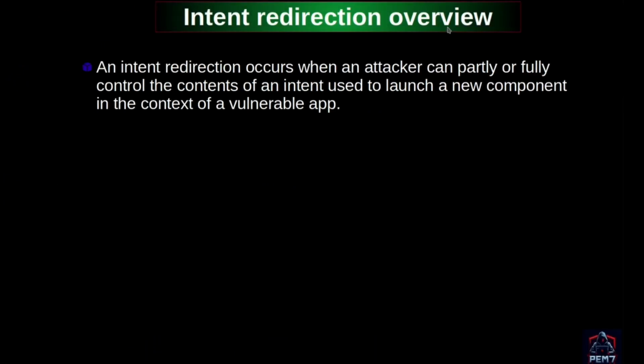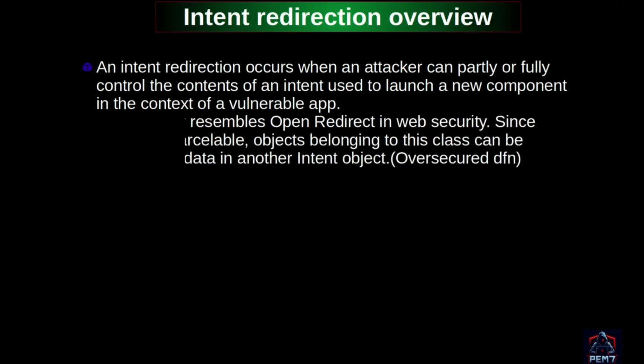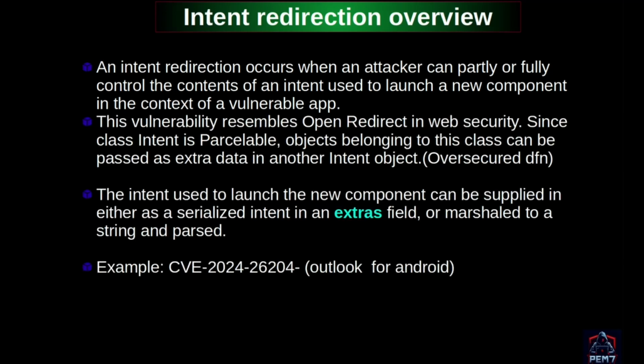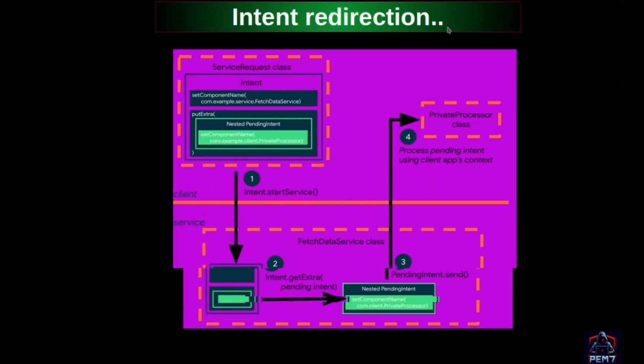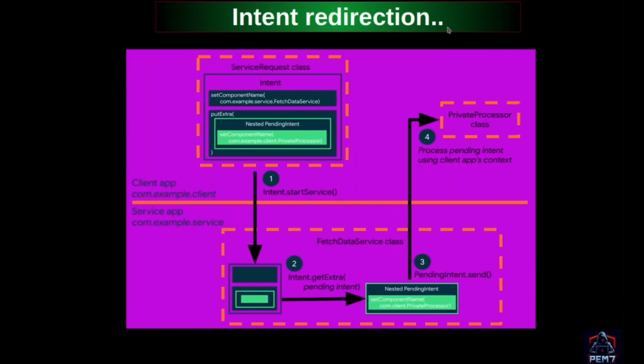Intent redirection, according to Android, occurs when an attacker partly or fully controls the contents of an intent used to launch a new component in the context of a vulnerable application. The most recent example is CVE-2024-26204, an Information Disclosure Vulnerability in Microsoft Outlook for Android. Let's analyze this diagram from Android to better understand this.